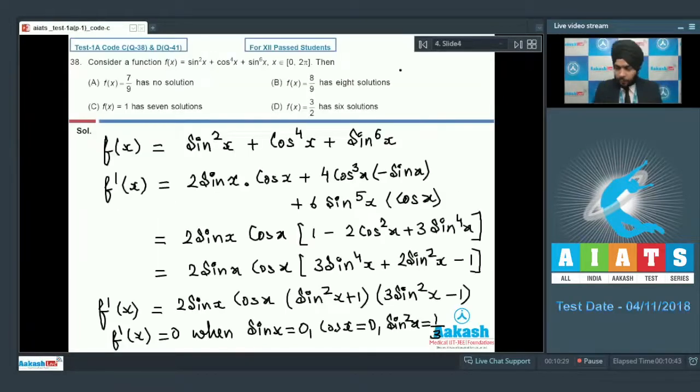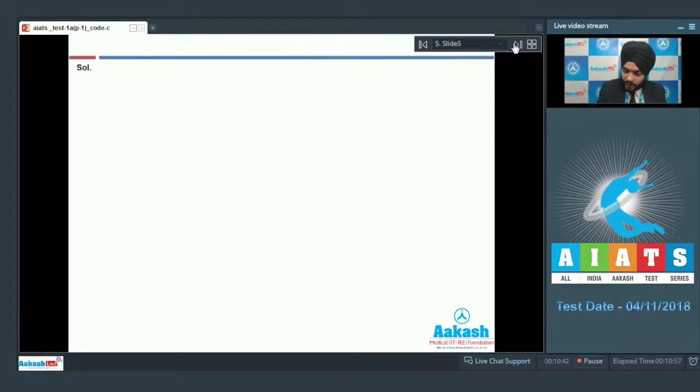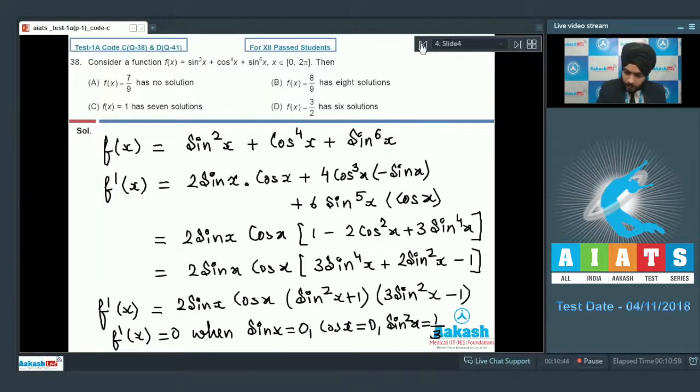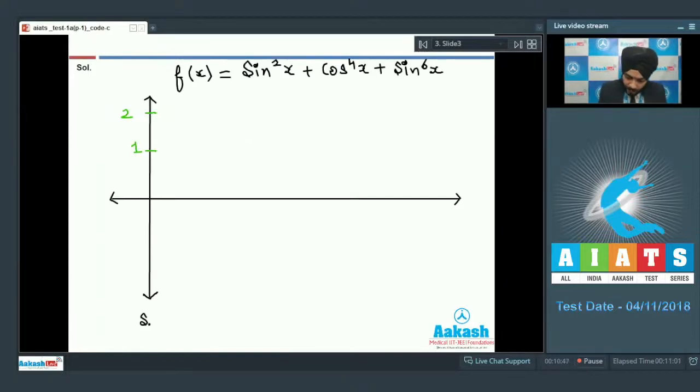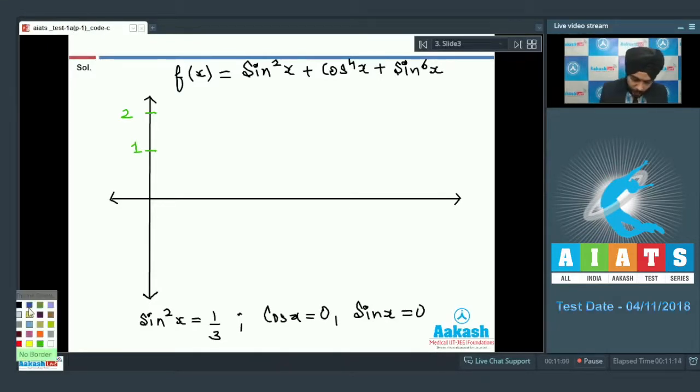When we just start moving ahead of 0, sin x is positive, cos x is positive, sin²x plus 1 is always positive. This quantity will be negative. That means it is a decreasing function just after 0. Sin²x equal to 1 by 3 is the critical point that will be encountered first, then cos x equal to 0, then sin x equal to 0. So I will have to plot all the critical points carefully on the x-axis.